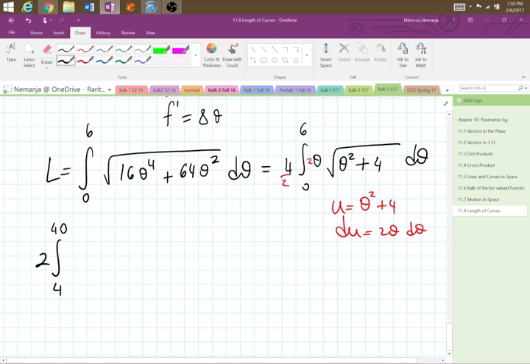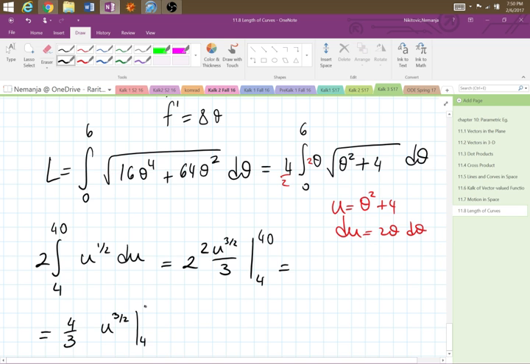We have u to the 1/2 du, which is 2 times u to the 3/2 over 3/2 from 4 to 40, which is further 4/3 u to the 3/2 from 4 to 40. That would be 4/3, open parenthesis, 40 to the 3/2 minus 4 to the 3/2. Now the second one is clearly 8.